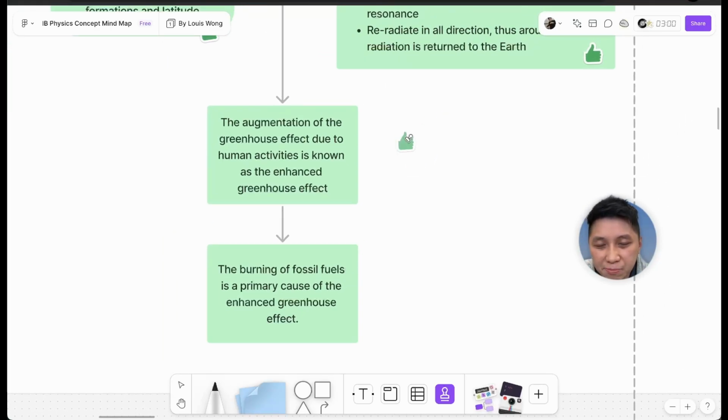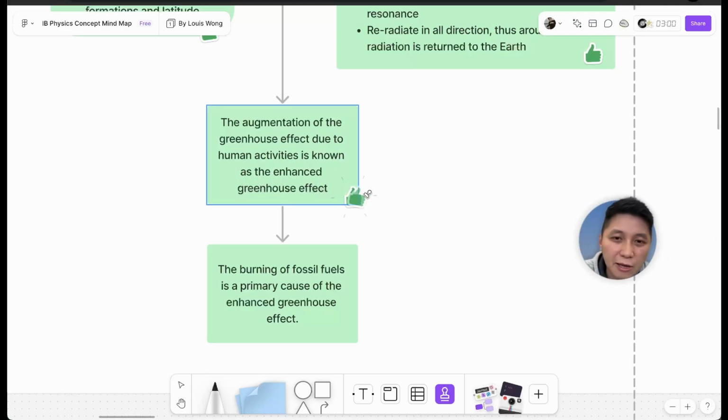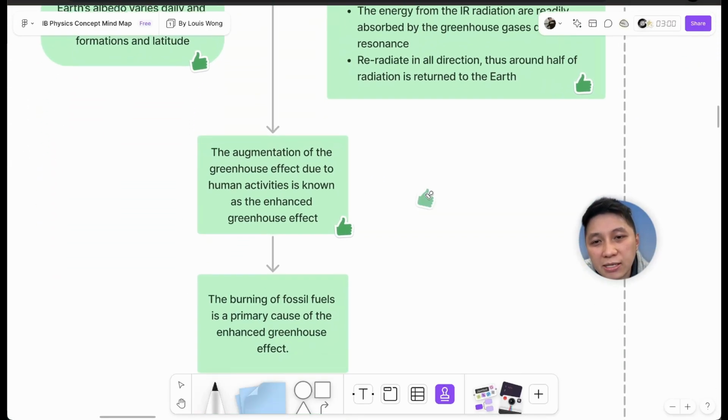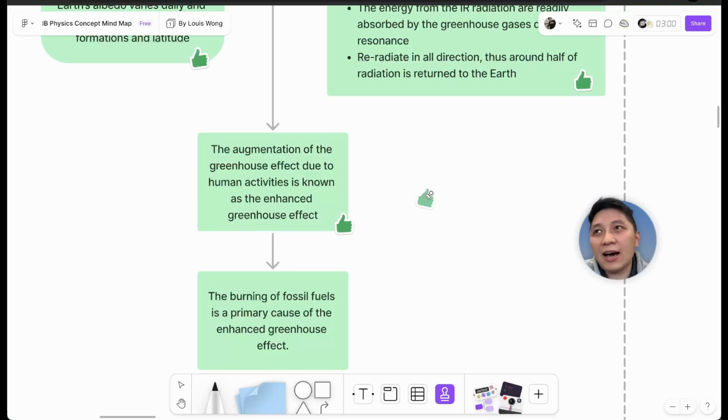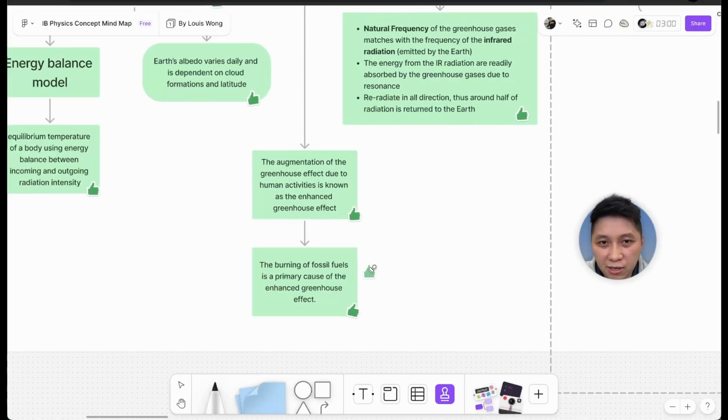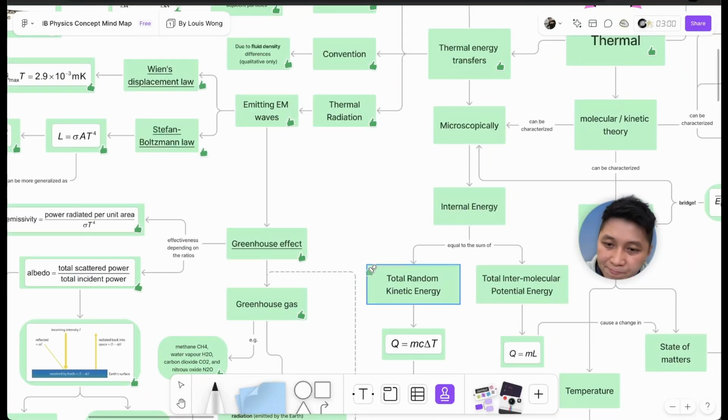So what the syllabus point mentioned is that the augmentation of the greenhouse effect due to human activity is known as the enhanced greenhouse effect. So that means having too much of those CO2 and other greenhouse gases means the greenhouse effect is enhanced, as in it is getting too much, and that's causing, for example, summers getting too hot, and then climate change and other issues as well. And the reason is mainly due to burning fossil fuel, which produces a lot of CO2 and other greenhouse gases.